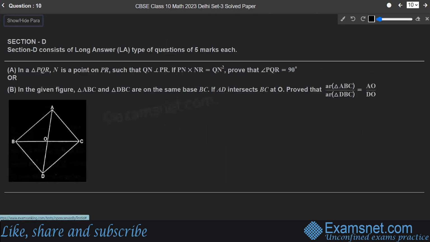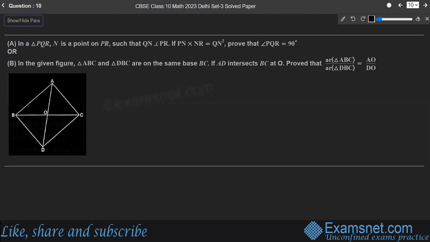Now there's one more question of section D. There are two parts, A and B. So let us begin with part A first. He says in triangle PQR, N is a point on PR such that QN is perpendicular to PR. So let us draw the figure for part A.